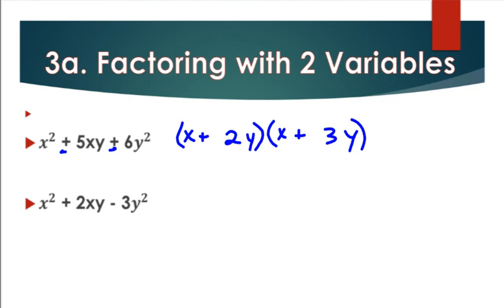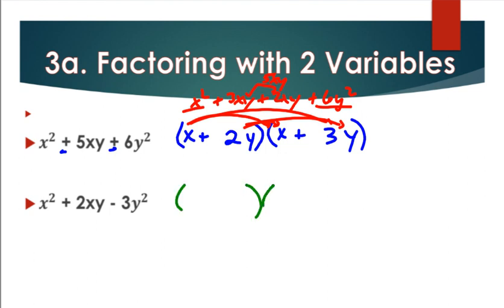And I can quickly check this doing FOIL. So there's your x squared. There's your plus 3xy. Here's your plus 2xy. Here's your 6y squared. These two make your 5xy. That's what you have. Here's your 6y squared, and there's your x squared.